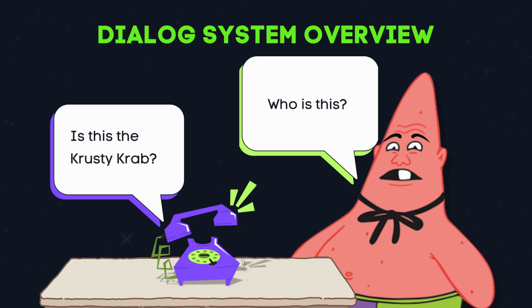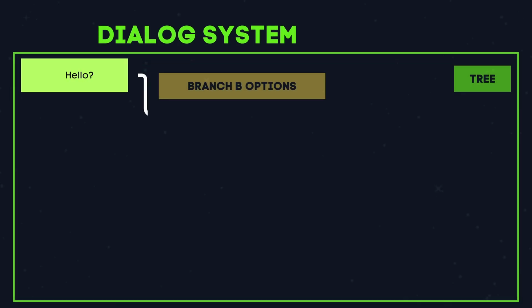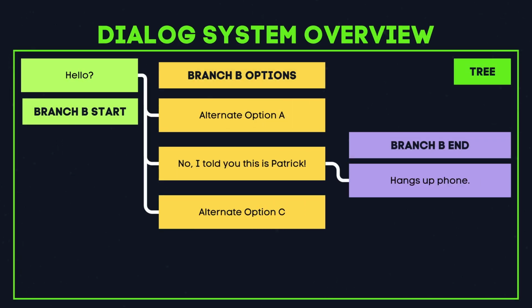Okay, so the phone rings again, and this time, slightly puzzled, you answer, "Who is this?" The caller repeats, "Is this the Krusty Krab?" And you, now frustrated, insist, "No, I told you, this is Patrick," ending the call once more. This is the second branch of the dialog tree, which could only be executed after the first branch has been explored. So this entire conversation could not have happened if that first call hadn't occurred.